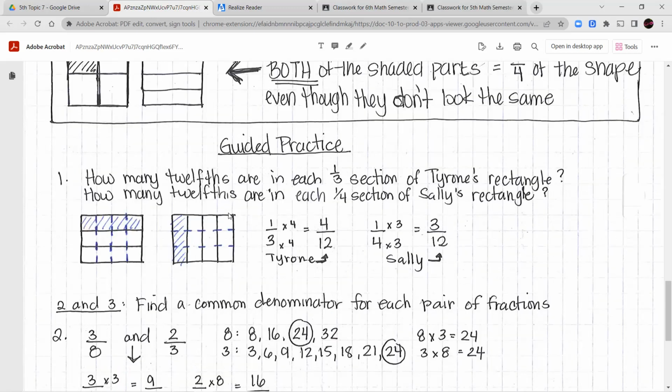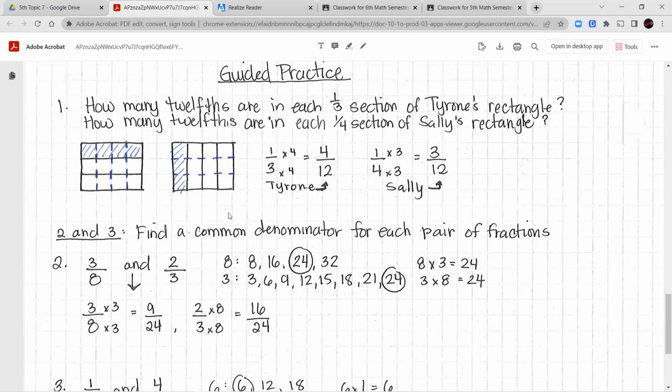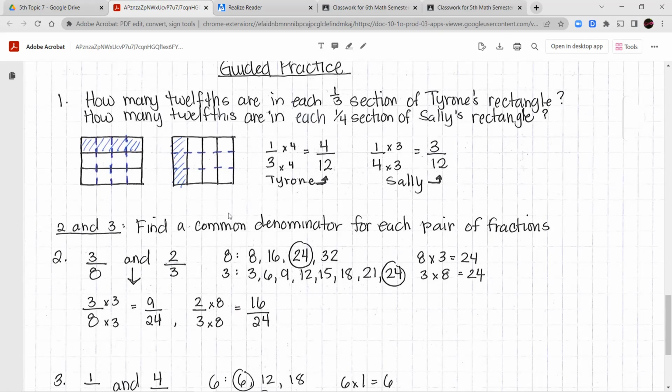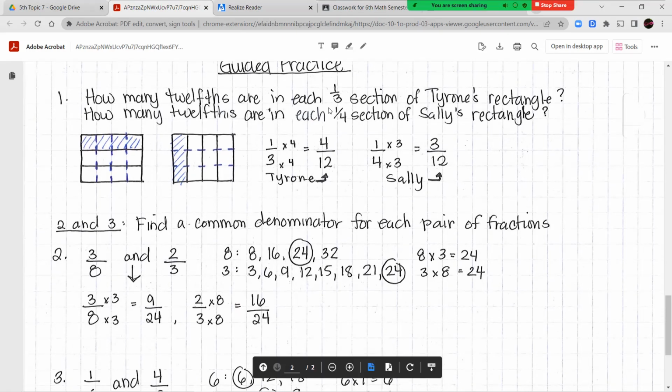Okay, let's take a look at our guided practice. How many 12ths are in each 1/3 section of Tyrone's rectangle? And how many 12ths are in each 1/4 section of Sally's rectangle? So this actually goes into the example that we saw in the video.